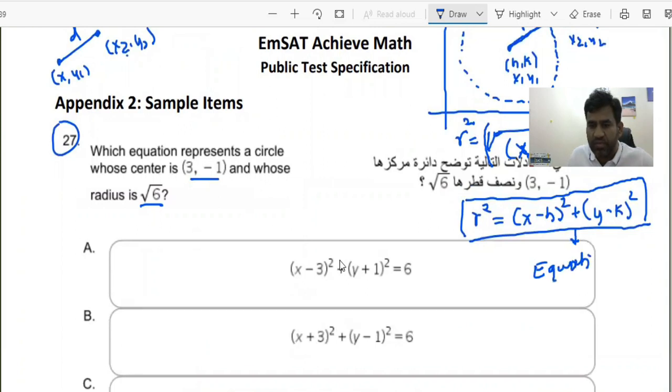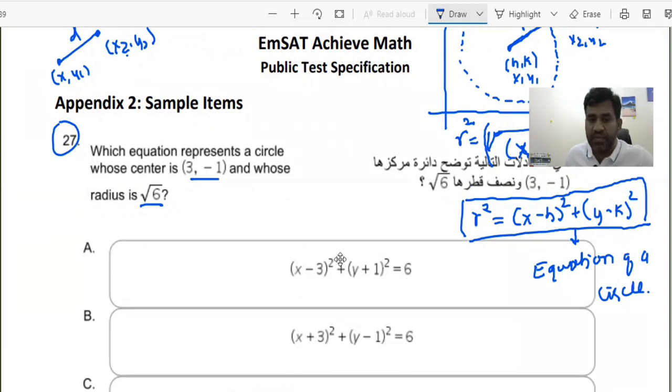Simple. So remember this equation of a circle. If you don't know how to remember it, you can derive it by using the distance formula. But my suggestion is that it's better to remember it, because we don't have that much time in the exam and we are also under pressure. If you memorize it, that's really going to help you.